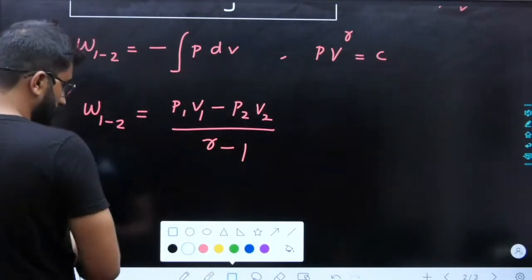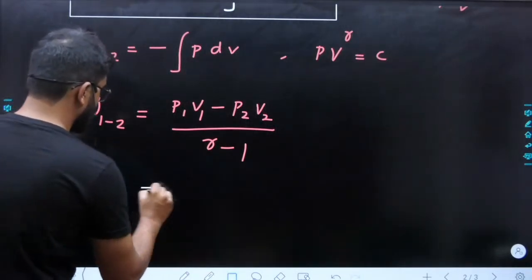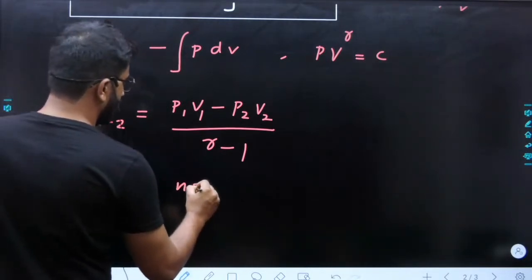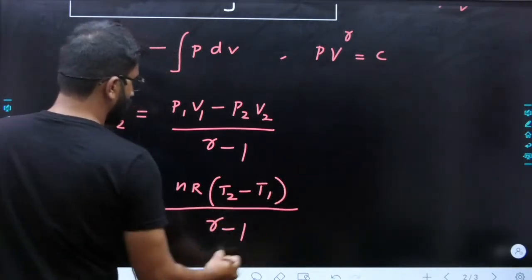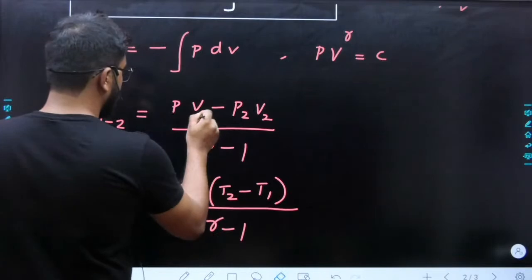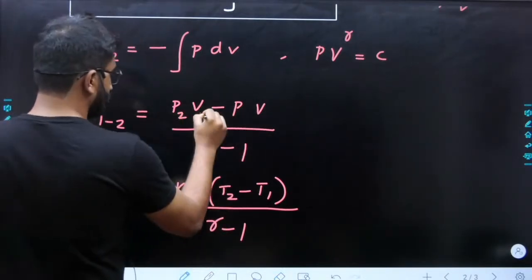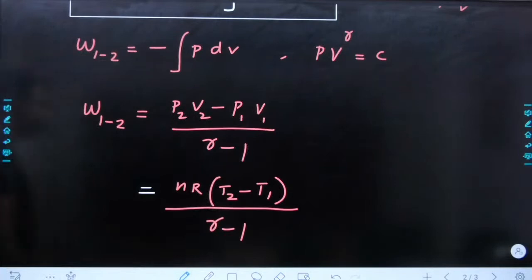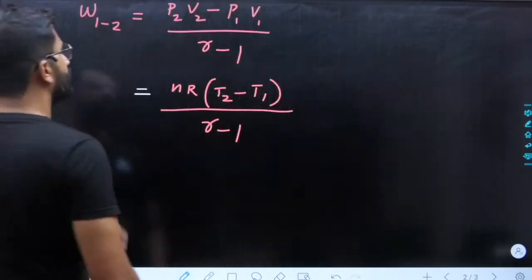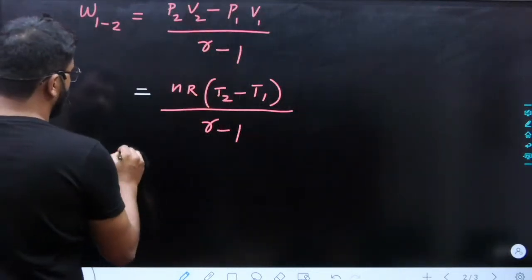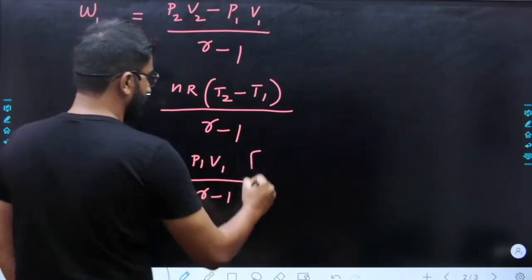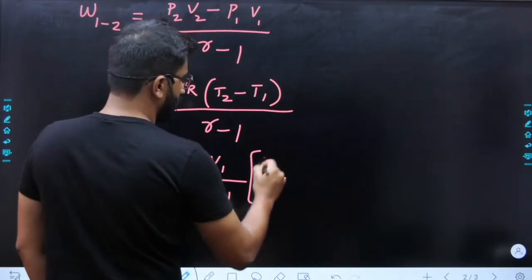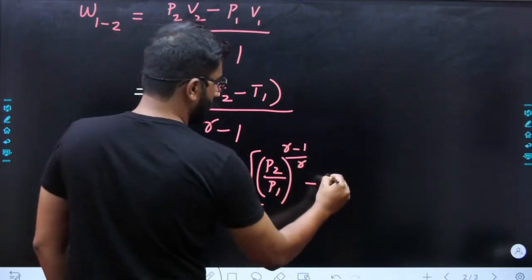Or you have different equations: nR(T2 minus T1) divided by gamma minus 1. I think it will be P2V2 minus P1V1 according to the sign convention, which will change, but it doesn't matter. Similarly, if you take P1V1 outside, you get P1V1 divided by gamma minus 1, into (P2 by P1) to the power (gamma minus 1) by gamma, minus 1.